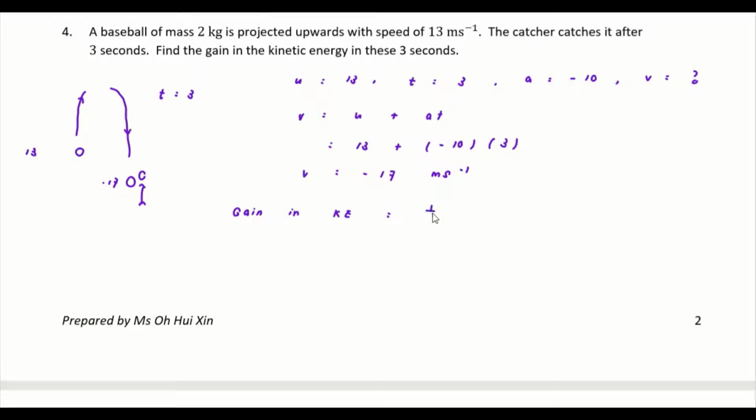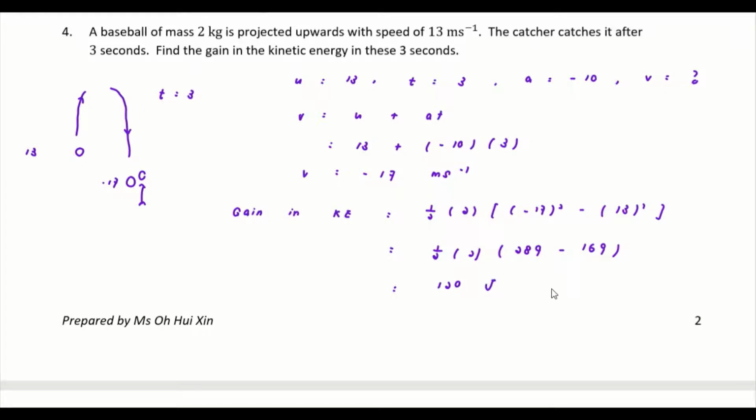So half, the mass is 2 kg, then the final velocity -17 squared minus u squared, which is 13 squared. So we have half times 2, and 17 squared is 289, and 13 squared is 169. Let's solve this, then we'll be able to get 120 joule. Okay, so that's this question.